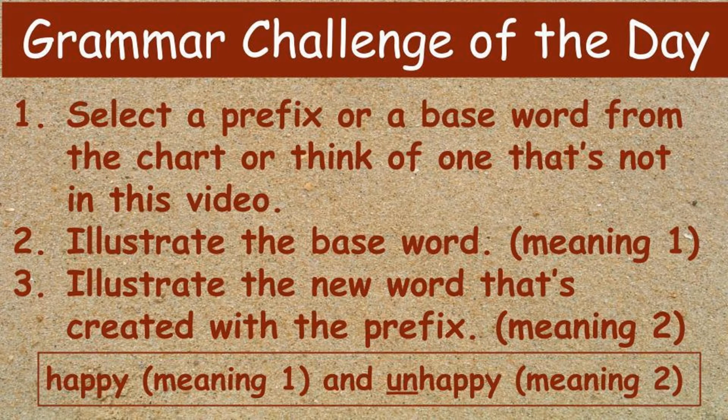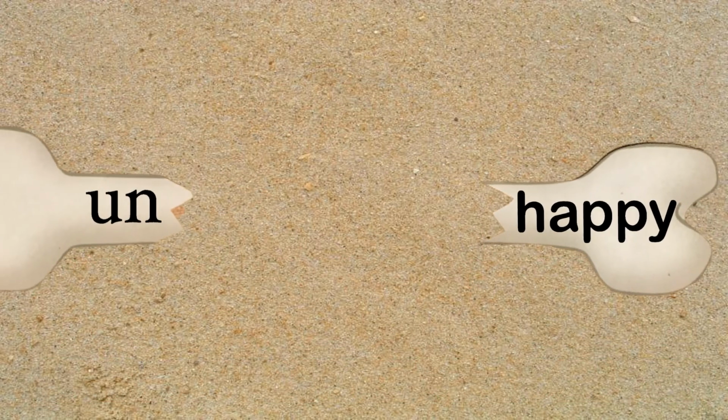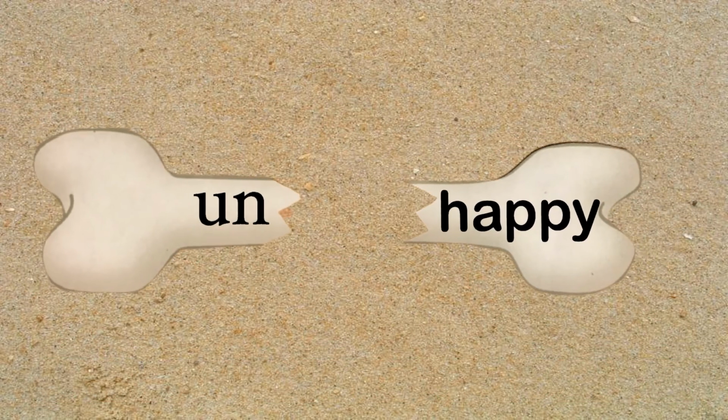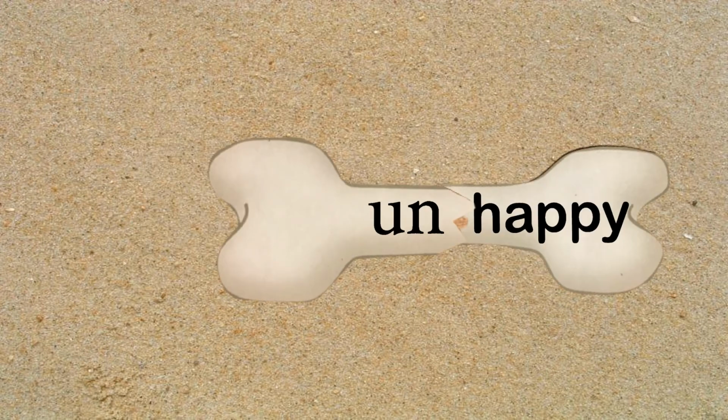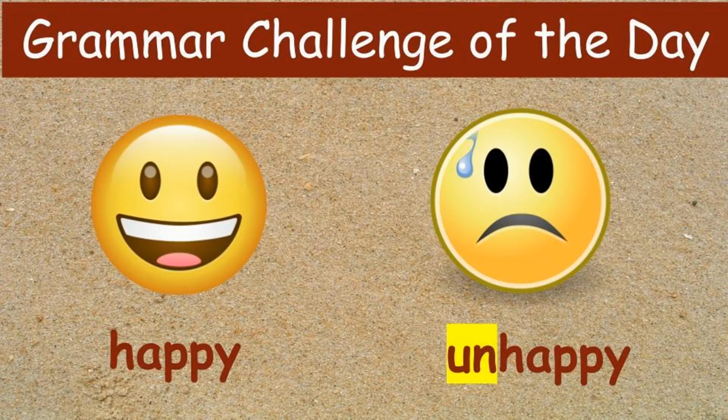For my example, I'm going to use the word happy and unhappy. When I begin with the word happy, and then I connect it with the prefix un, that changes the meaning of the word to somebody who's not happy, unhappy. So here's an example of the picture that I drew. I showed a picture of a happy face and a face where someone is unhappy. After you're done with your grammar challenge, make sure to show it to your parents, your teacher, or a good friend of yours. You can teach others about prefixes too.